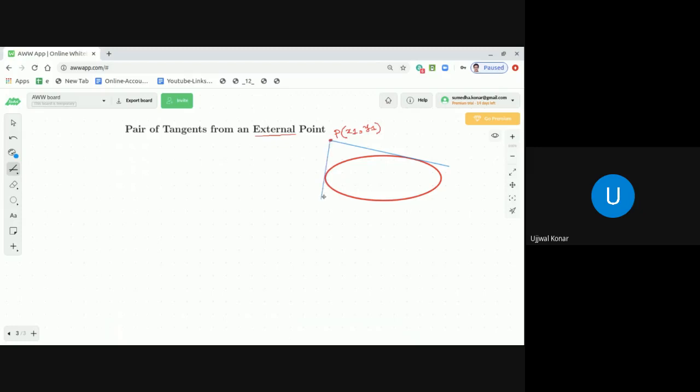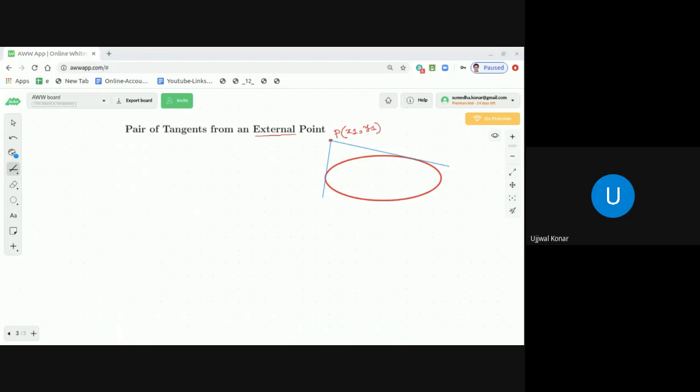Now, dear students, if you recall, these two blue lines are the pair of tangents from that external point x1, y1. These two lines together represent a pair of lines, and we are going to find the equation of that pair of lines. How? That I'm going to show you in a few seconds.